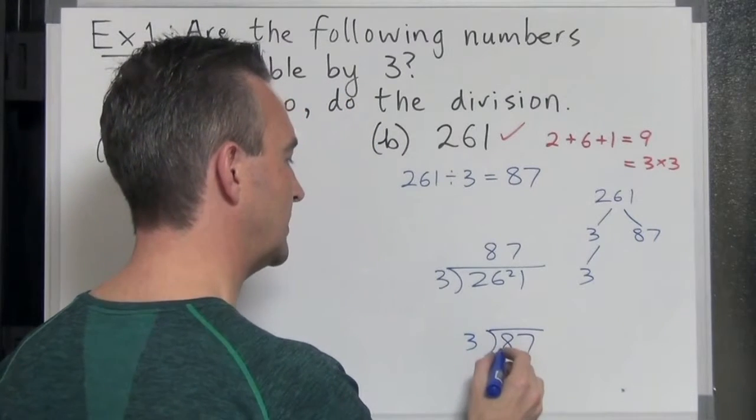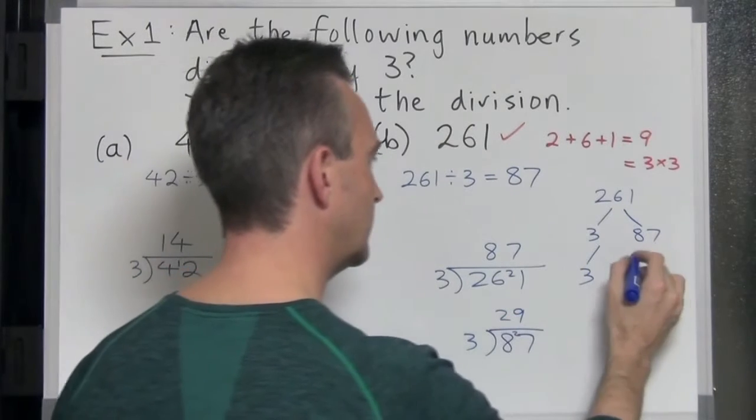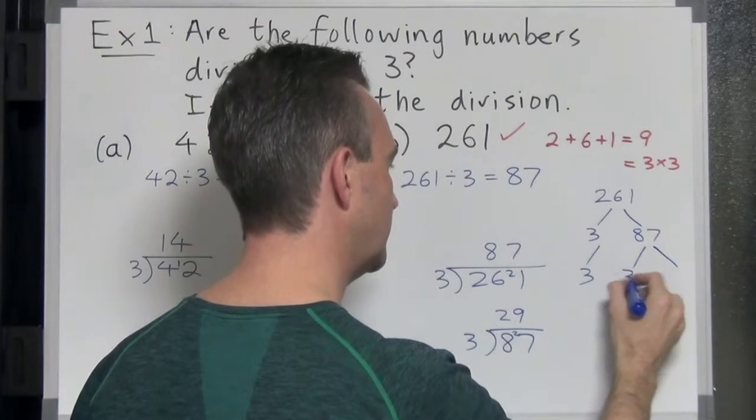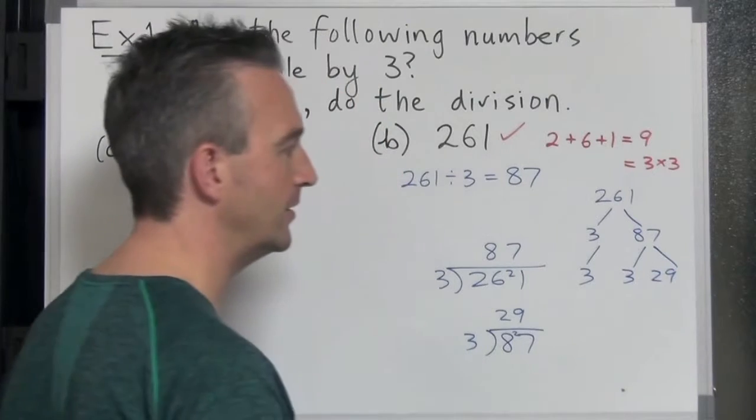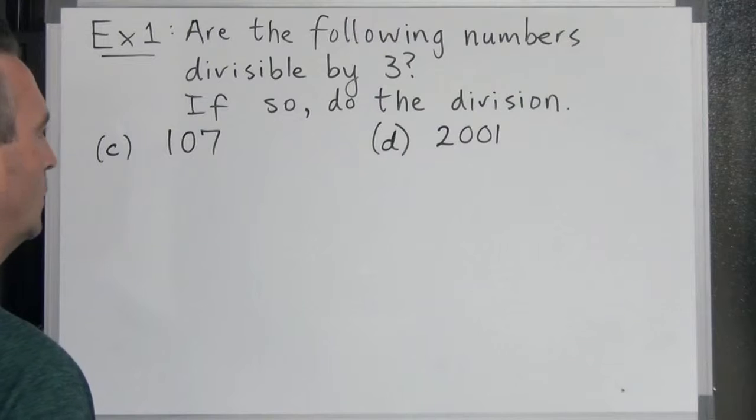3 into 87. 3 goes into 8 twice, remainder 2. 3 9s are 27. So 87 factors into 3 and 29. There you go. It's handy for making factor trees. A couple more examples for good luck.